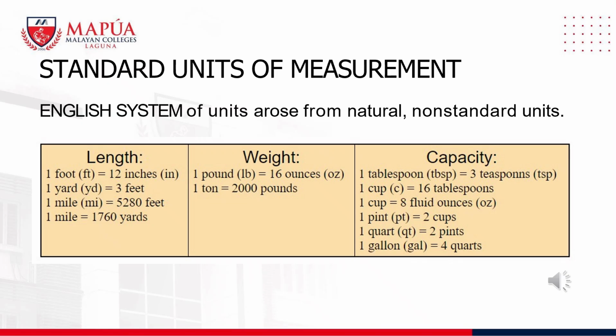We have here length in terms of foot, yard, miles, and we have some conversion here. 1 mile is equal to 5,280 feet. And in terms of weight, we have pounds and ounces; 1 pound is equal to 16 ounces. And 1 ton is equal to 2,000 pounds. And when we talk about capacity, for example, we have the tablespoon (TBSP) equal to teaspoons (TSP). So these are the conversions of some units.